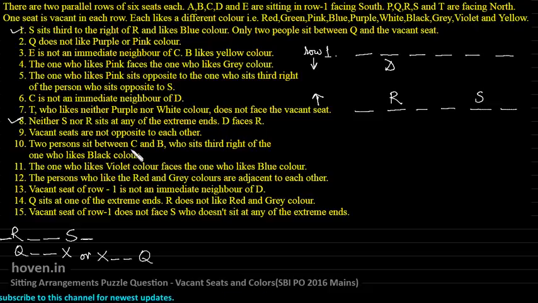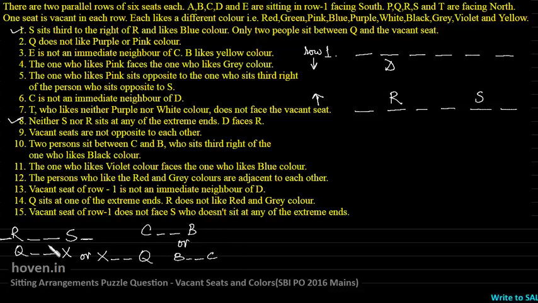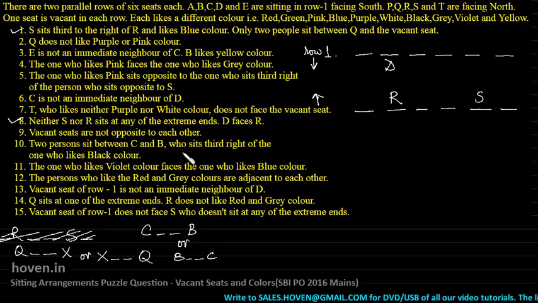2 persons sit between C and B. So he says the story is either like this or it is like this. Okay, I'll just cross this one because this is no longer required. So whatever is not required, I'll keep removing so that things don't clutter. 2 persons sit between C and B. Who sits third right of the one who likes black color?